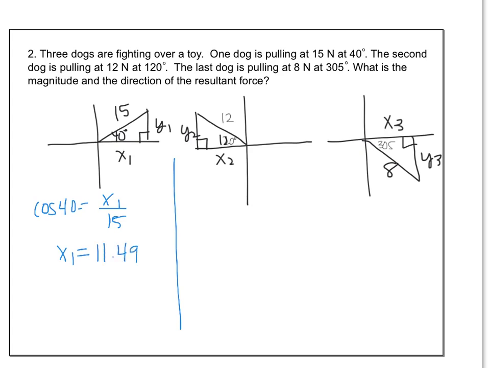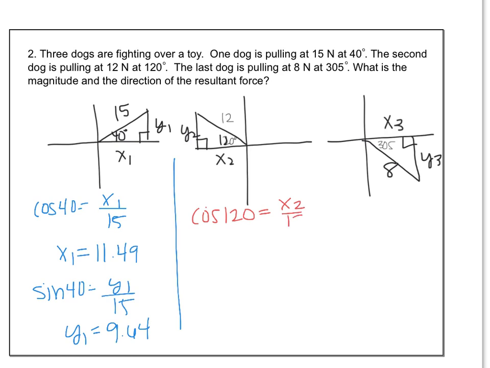And then to find y, we're doing sine. Sine of 40 equals y over 15. Y1 is going to be 9.64. Then we need to do the second one. To find the second one, we gotta do cosine. Cosine of 120 is equal to x2 over 12. Find what x2 is. That's 12 times the cosine of 120, which is -6.